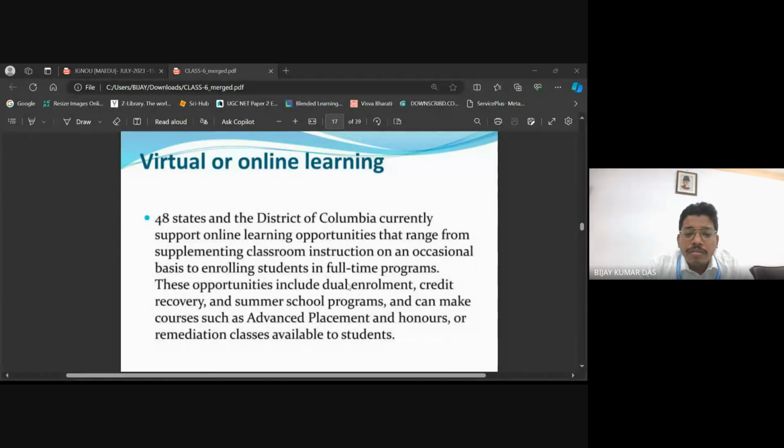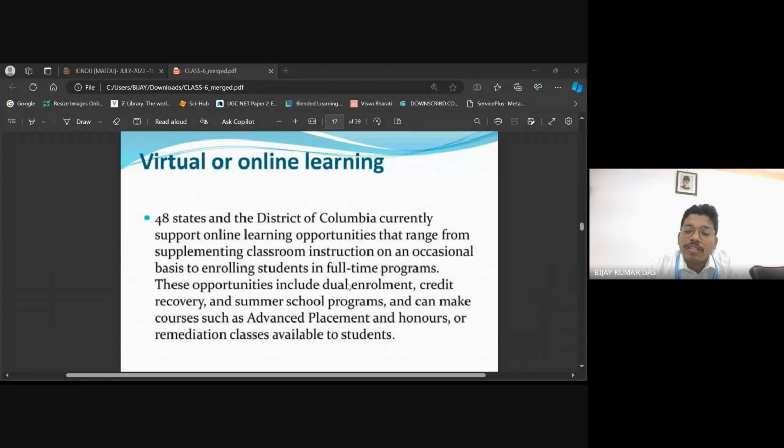Currently, 40 states and the District of Columbia support online learning opportunities that range from supplementing classroom instruction on an occasional basis to enrolling students in full-time programs. Just think about how the modern system is engaging students and bringing their potential out, right? These opportunities include dual enrollment, credit recovery, and summer school programs, and it can make courses such as advanced placement available.